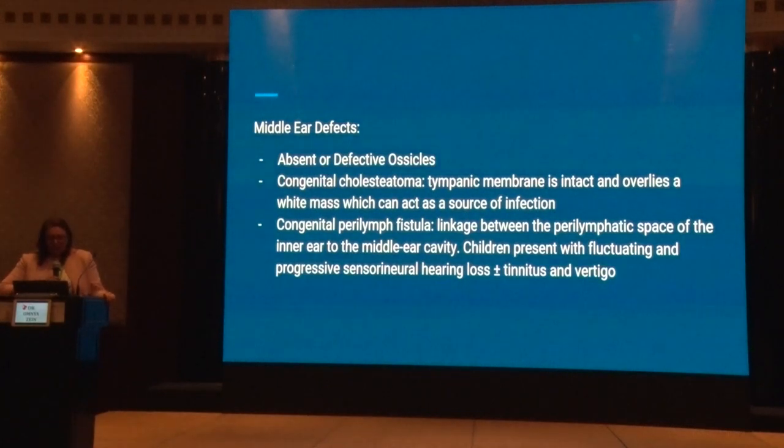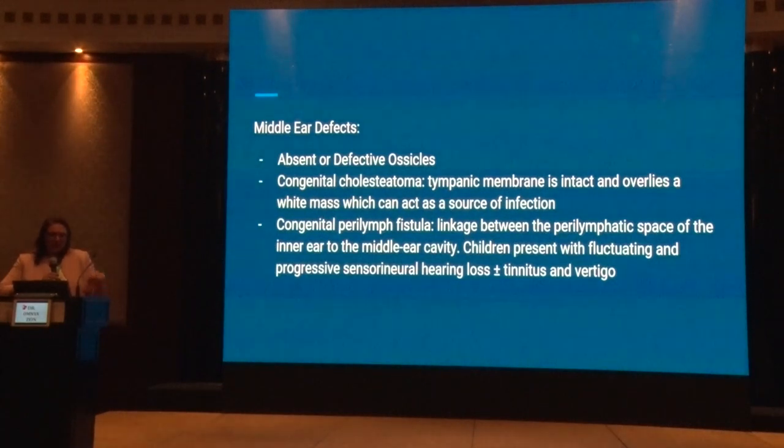Congenital perilymph fistula is a link between the perilymphatic space, the space of the inner ear behind the oval window and behind the stapes, and the middle ear cavity. Children present with fluctuating and progressive sensorineural hearing loss, plus or minus tinnitus and vertigo. We saw many cases in the clinic like that.